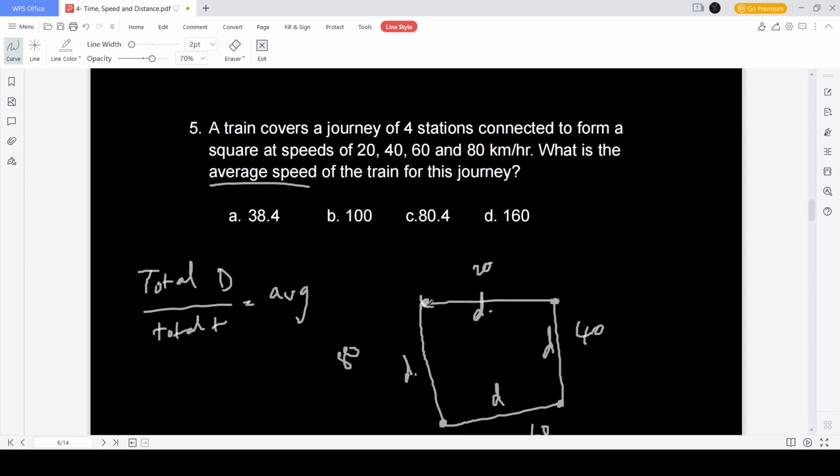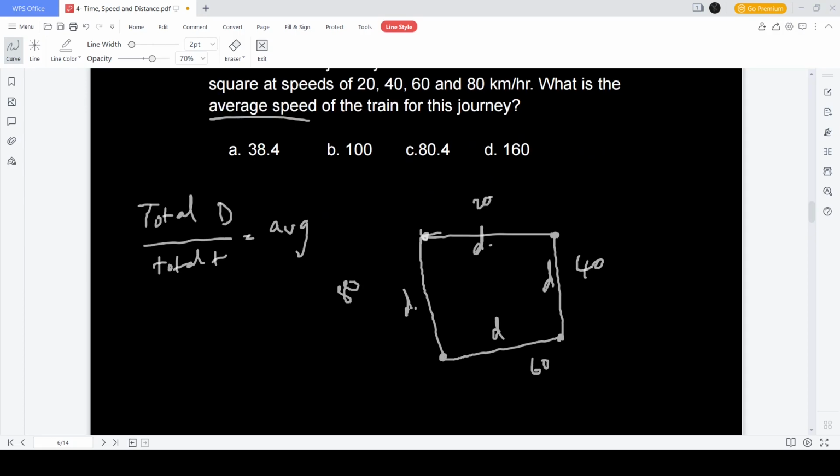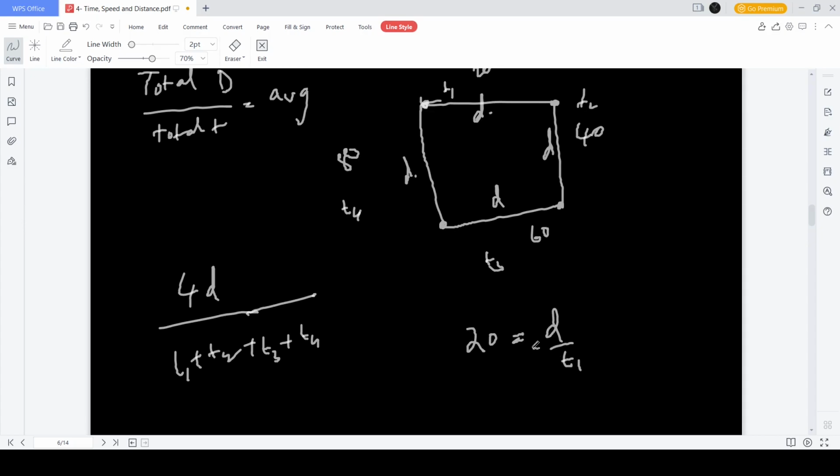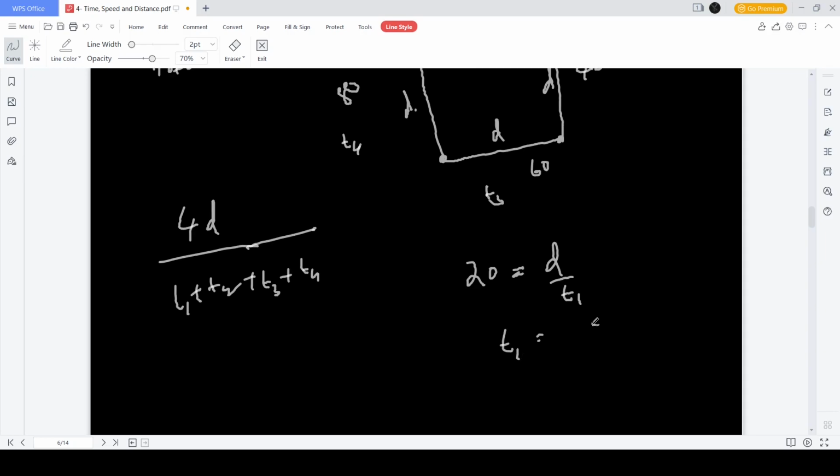He started from here and ended here, so the distance is 4d. Average speed is 4d by t1 plus t2 plus t3 plus t4. We'll call the times t1, t2, t3 and t4. Now we have to find t1, t2, t3, t4. To do that, take speed is equal to distance by time for everything. So t1 will be d by 20, t2 will be d by 40, t3 will be d by 60, and t4 will be d by 80.